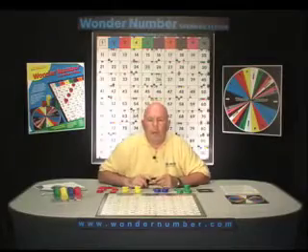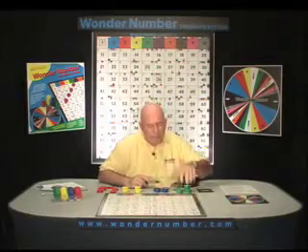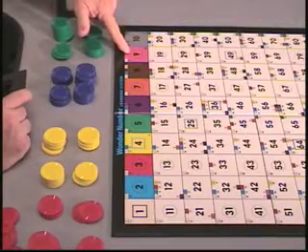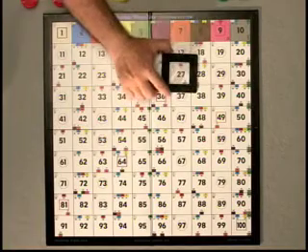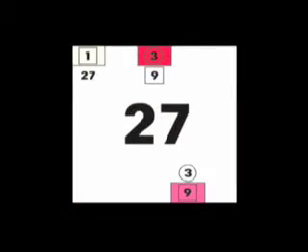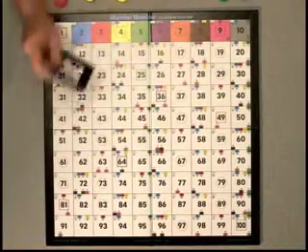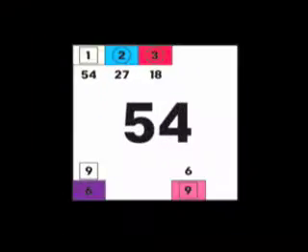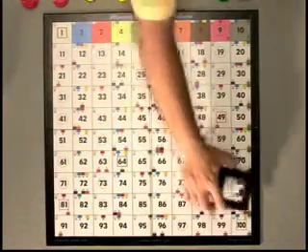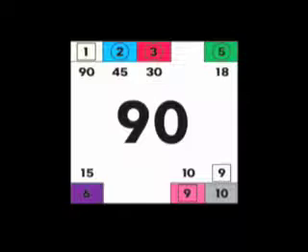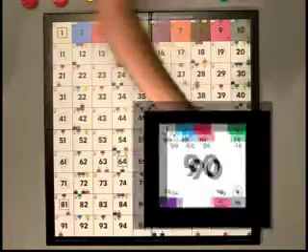On the Wonder Number Board, all the multiples of numbers are color-coded. For example, the multiples of 9 are all pink. If we pick a pink number on the board, it'll be a multiple of 9. For example, if we highlight 27, we have 3 times 9 is 27. Another one that we can choose would be 54 because 6 times 9 equals 54. Another one could be 90 because 10 times 9 equals 90. All those numbers have a pink 9, which shows that it's a multiple of 9.